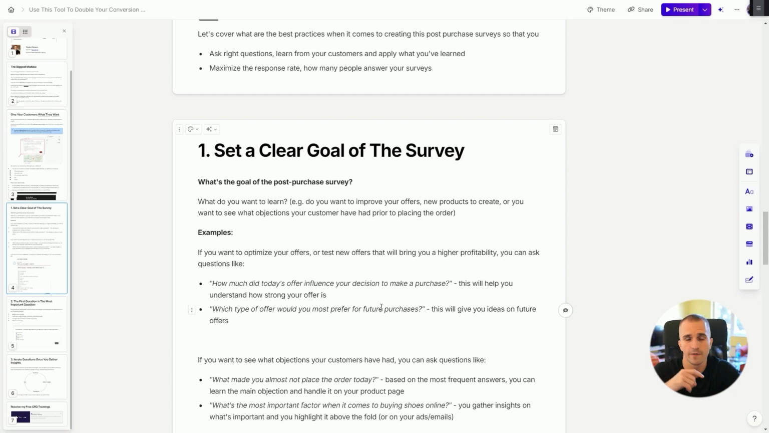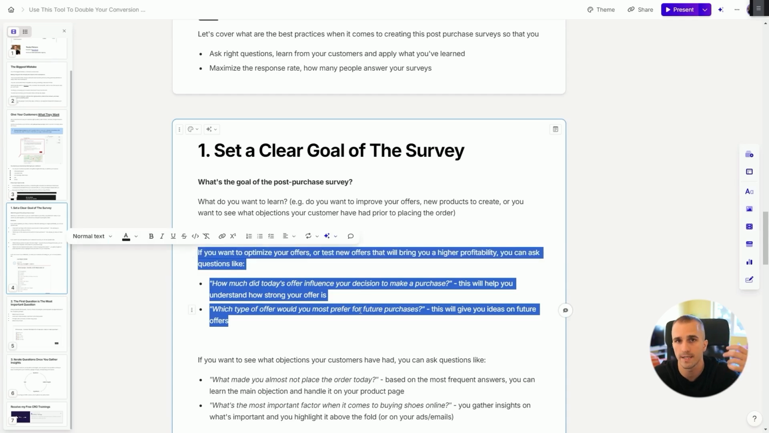Then you can list out different options, and based on that, you will learn what offers resonate with your customers, so you can have data on what you can test as a next offer on your website. And offer testing is one of the highest leverage when it comes to increasing the profitability of your Shopify store. So this is very important if you want to optimize your offers.